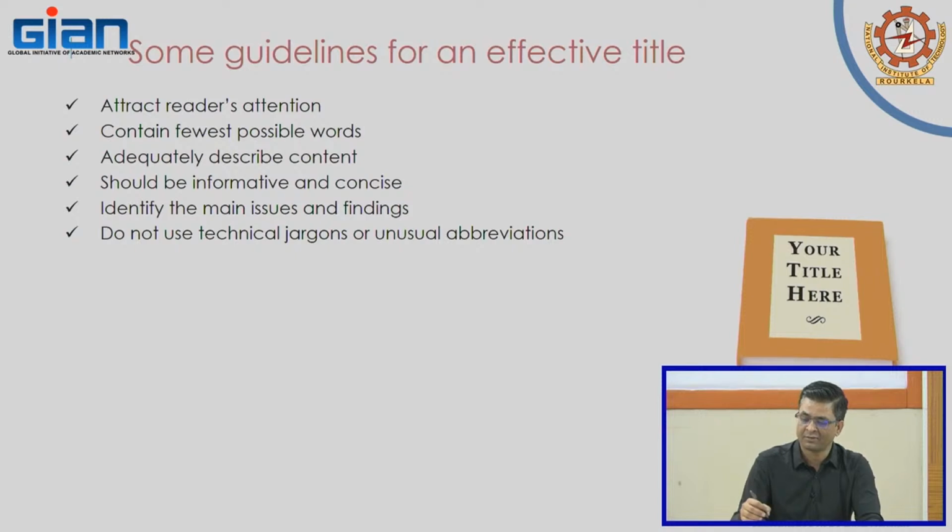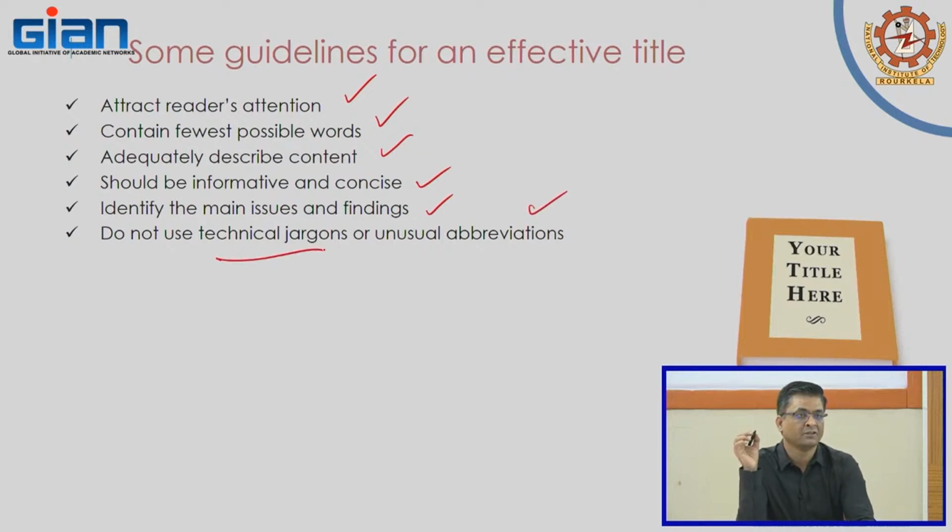So some guidelines for an effective title. The first thing is a person starts reading a paper, oh, the title talks about something and the content is something else, yeah. Use few possible words, avoid big complicated jargon, yeah. Adequately describe the content, should be informative and concise, identify main issues and findings, do not use technical jargon or unusual abbreviations, yeah.